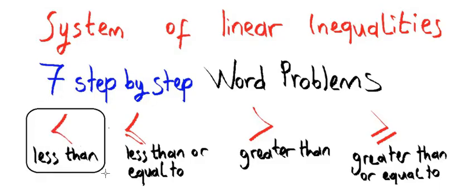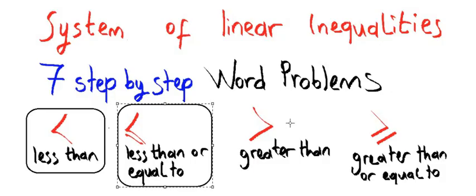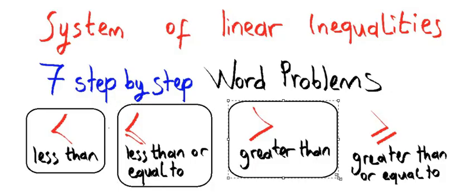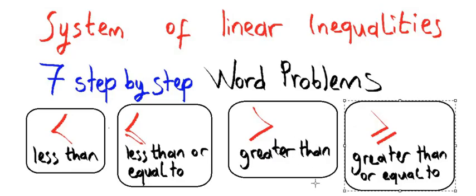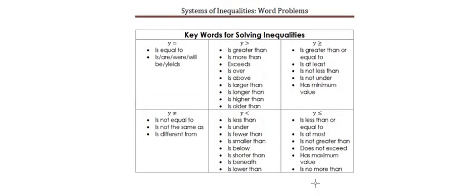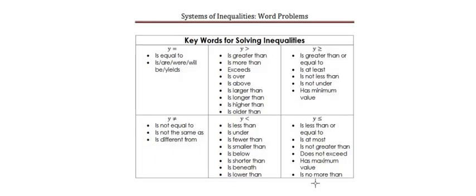We have less than sign. We can also call this strictly less than, or equal to sign, greater than sign, or strictly greater than, and greater than or equal to sign. In words, if we say greater than, more than, exceeds, over, above, larger than, longer than, higher than, older than, then we have to use strictly greater than sign.